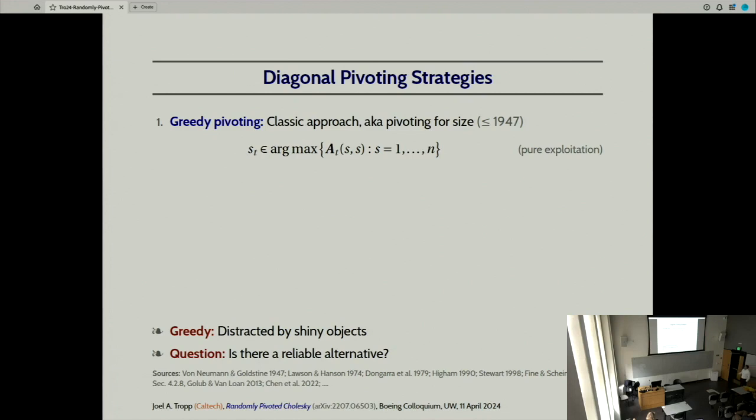So the oldest approach to column selection based on the diagonal entries is called greedy pivoting. Von Neumann and Goldstein called this pivoting for size, and it's also called complete pivoting, for reasons that I want to elaborate on. Their strategy is simply to say that if the diagonal entries are useful, I want the biggest one I can get my hands on. So at each step of the Cholesky decomposition process, I am going to look at the diagonal entries of the residual, and I'm going to find the index S where the maximum entry appears on the diagonal, and that's the column I'm going to eliminate.